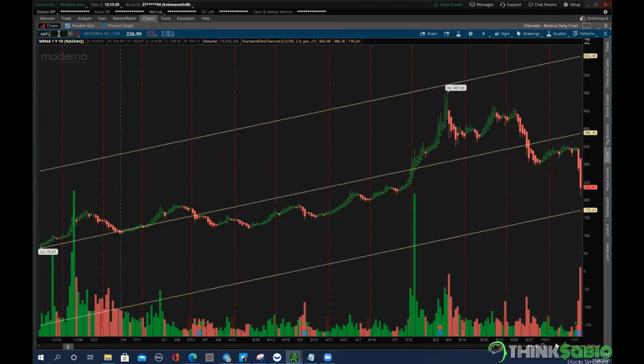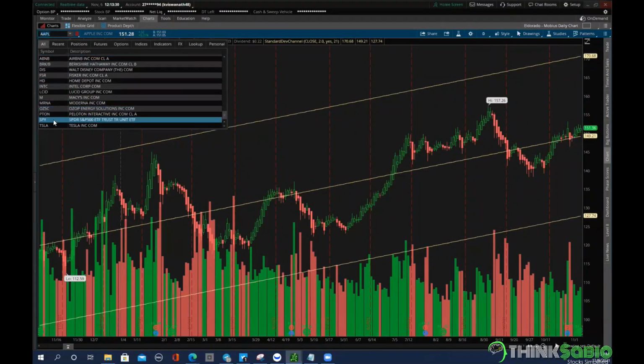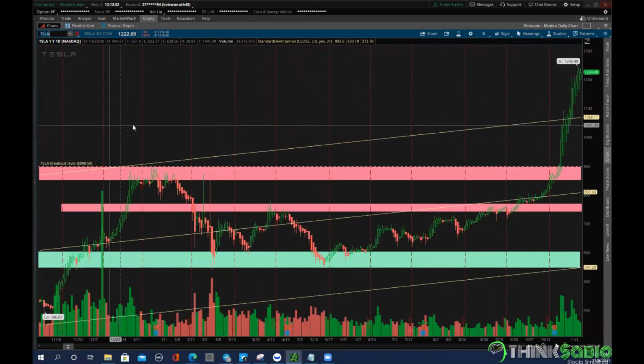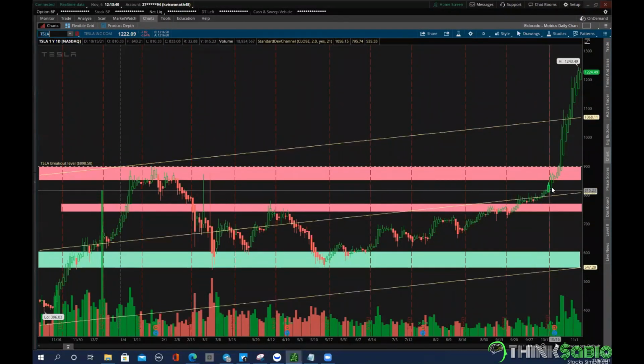Let's look at Apple, for example. Apple almost tries to stay near the mean. Even if it deviates, it will just come back to the mean. And then I'll look at Tesla for one second. Tesla has been close to the mean, but then you can see it broke off. It just crossed the 2 standard deviation.